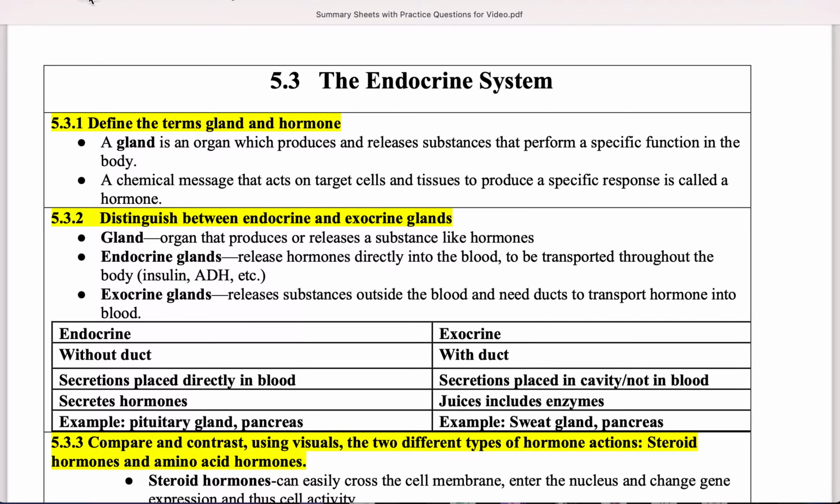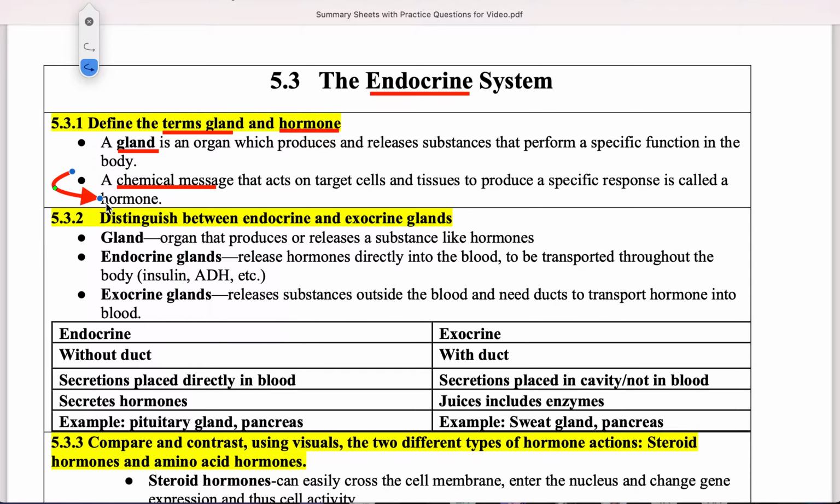The word endocrine means that it is related to glands and hormones. So the first thing that we need to know is to describe the terms gland and hormone. It's very easy to identify them. A gland is any organ which produces chemical substances, and those chemical substances or chemical messages are called hormones.